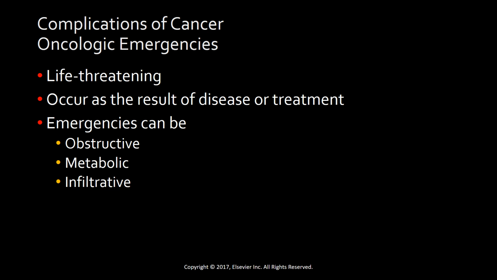So oncologic emergencies are life-threatening emergencies that can occur because of cancer or because of cancer treatment. These emergencies can be broken down as obstructive, metabolic, or infiltrative. Let's kind of discuss each. So obstructive emergencies are mainly caused by tumor obstruction of an organ or a blood vessel. Okay, so obstruction.